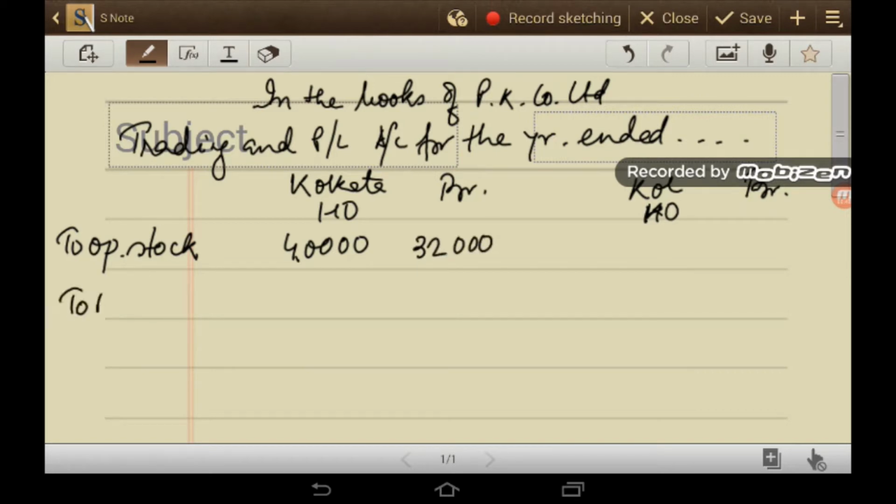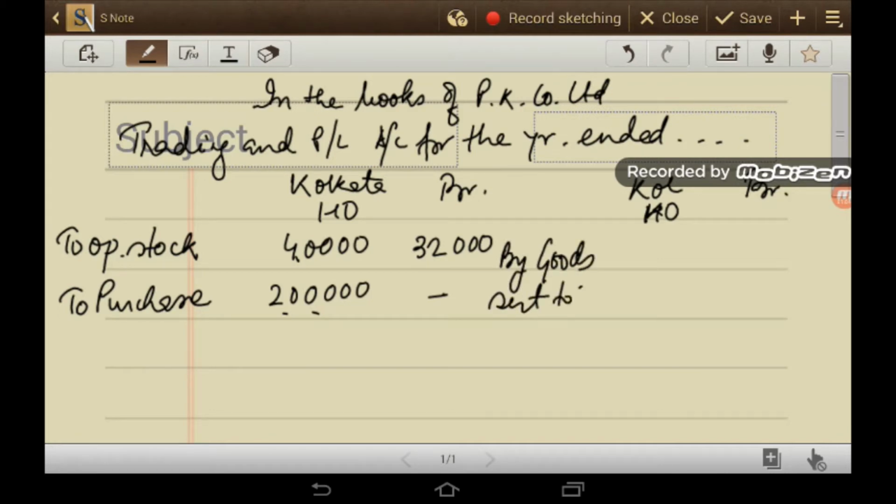Then to purchases we have 2 lakh, dash. Then by goods sent to branch. This will be 62,500, this is the cost price. And what will be the invoice price? 160 by 100. I will explain this calculation just now. So this will be 1 lakh.